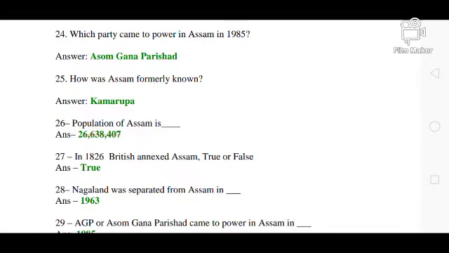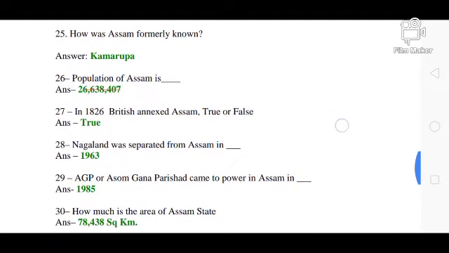The correct answer is Kamrupa. Kamrupa was also known as Prakjyotishpur.